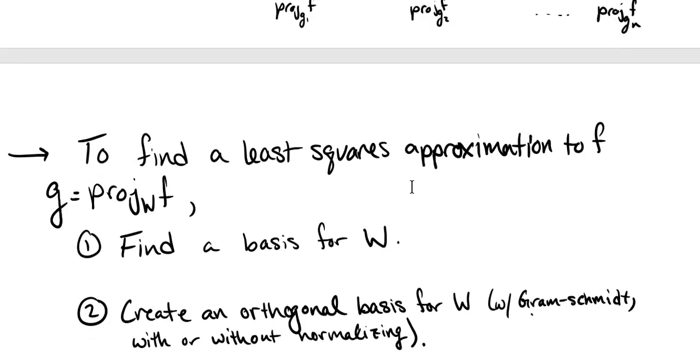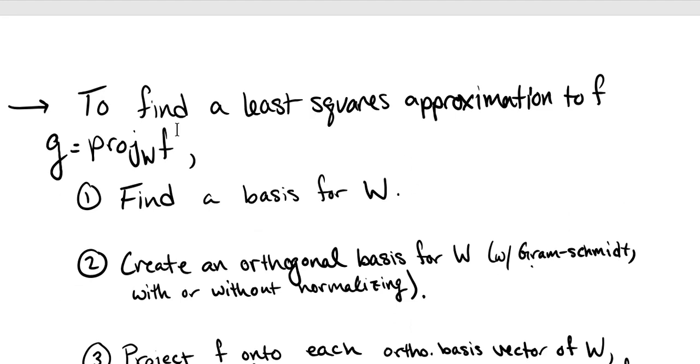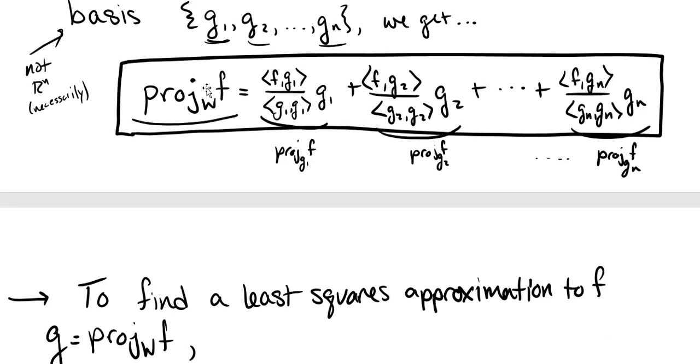So let's go through that process in more detail here. To find a least squares approximation to f, this thing I've described up here, the projection of f onto W.